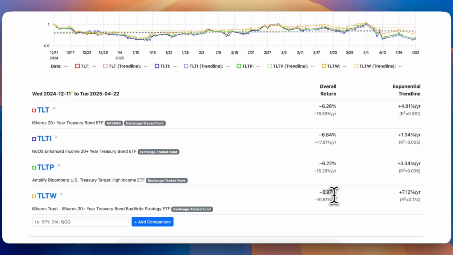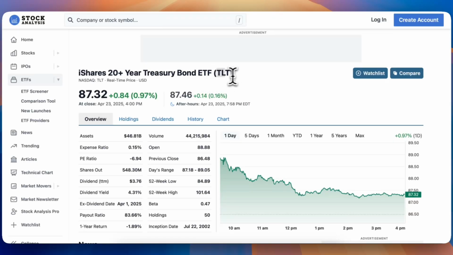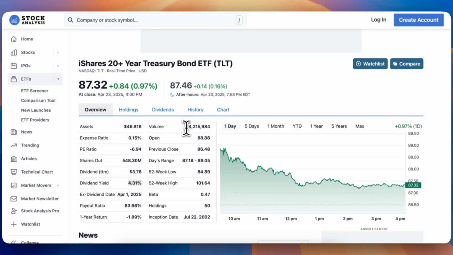It has more of a history, it's a little more established, and a lot of people have been pretty satisfied with that ETF. But of course, TLT is the tried and true ETF, paying a dividend yield of 4.31% currently, and it has the most volume compared to all these other ETFs. The volume right now is at 44 million.